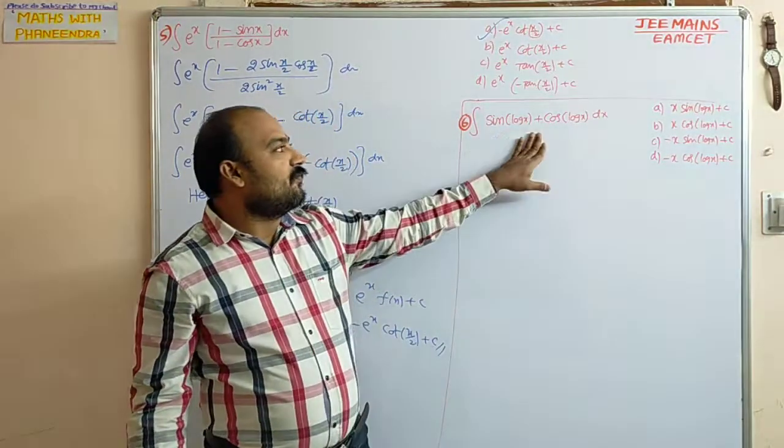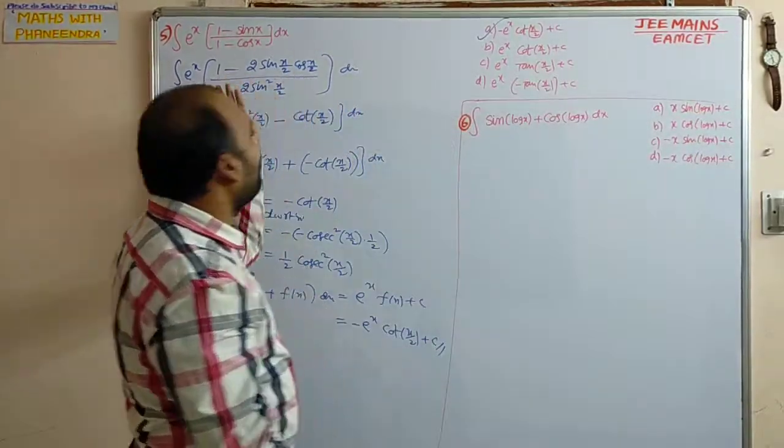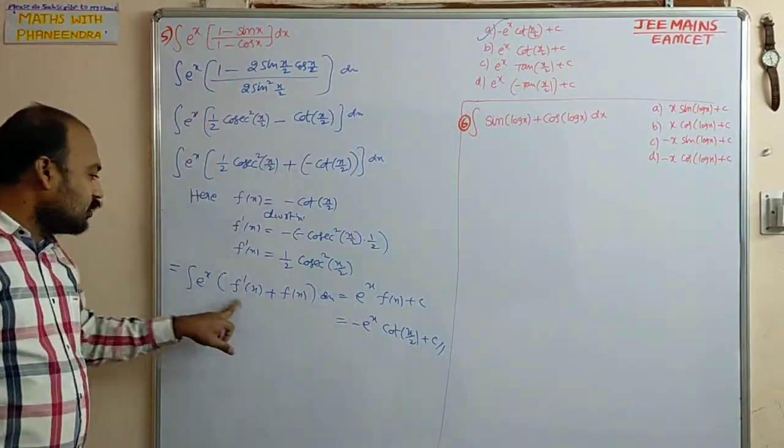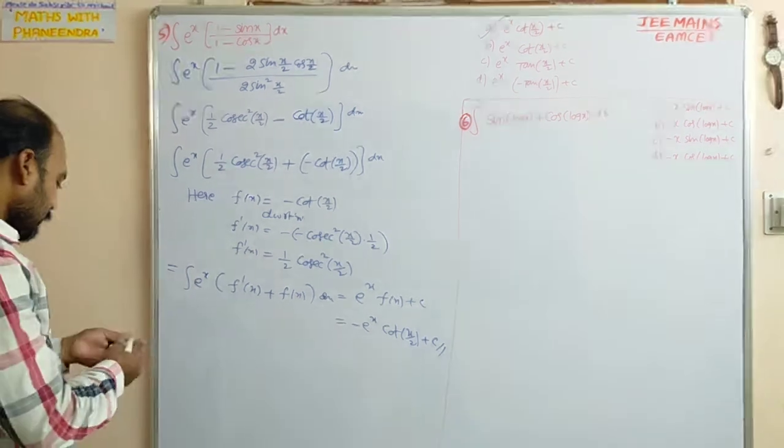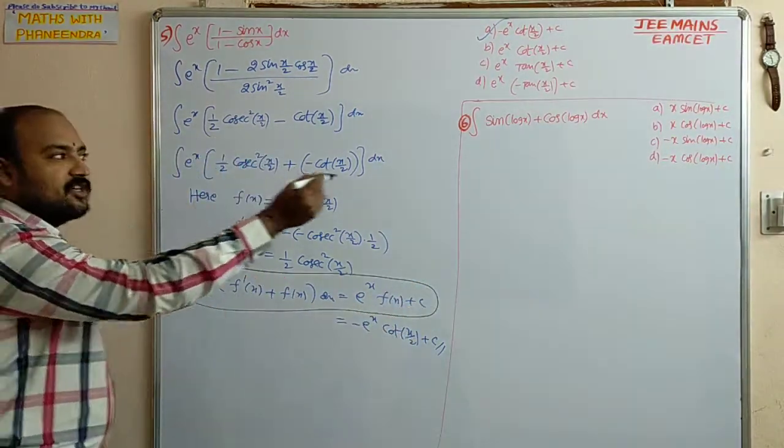Integral of sin of log x plus cos of log x into dx. This is an indirect question on the application of the integral e power x into f of x plus f dash of x into dx. You remember, this is the indirect form. We will make the given integral into this form.